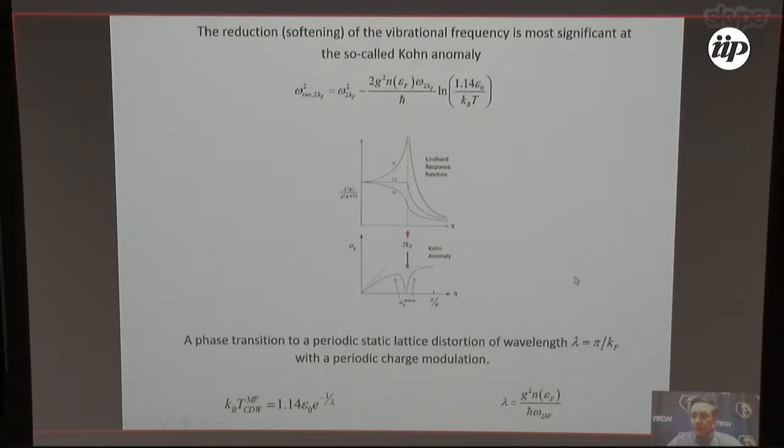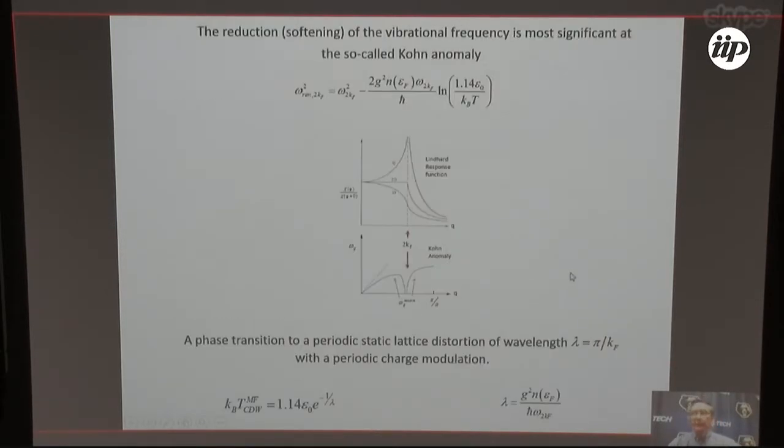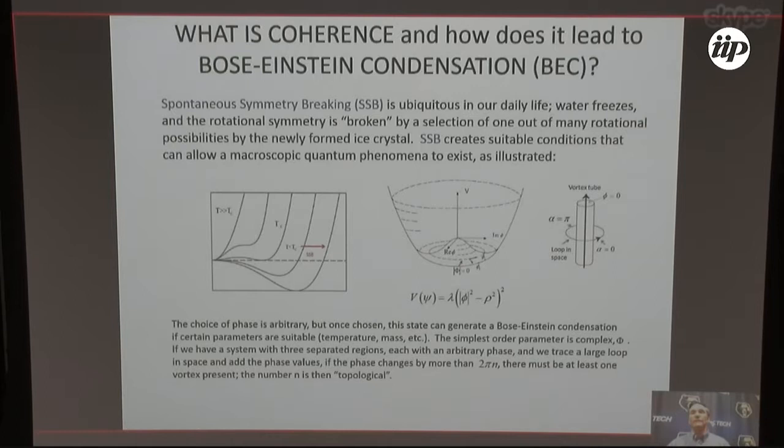And that gives us a very stable charge density wave. And it has the temperature profile of BCS theory. While it has the same temperature profile, charge density wave and BCS superconductivity are two different things in many ways. So what's coherence and how does it lead to a Bose-Einstein condensation?